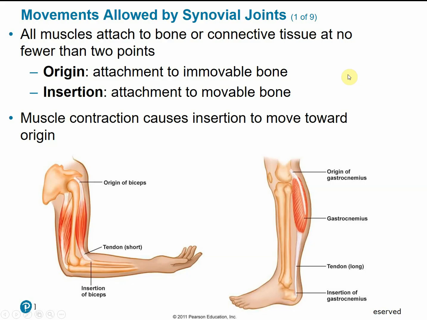All muscles will attach to bone or connective tissue at 2 or more points. So the origin is where the muscle attaches to the immovable bone. So every time we use our joint or move a joint, one bone is being moved and one bone is acting kind of as our stable support or our anchoring point. So that would be your origin. So kind of your anchor point that we're going to pull from.